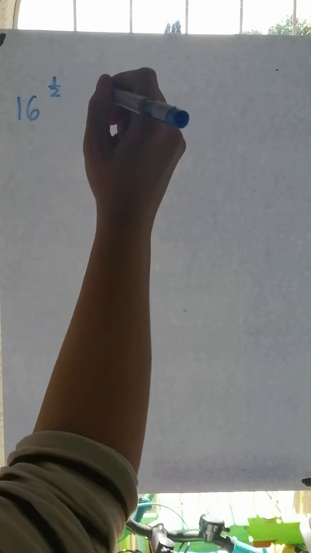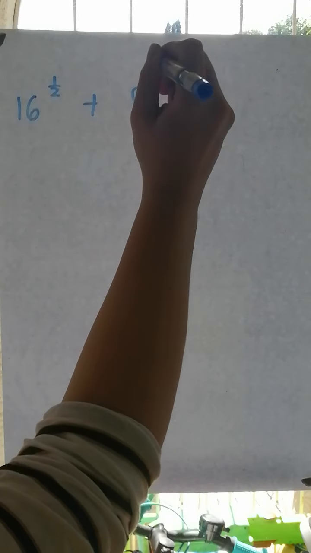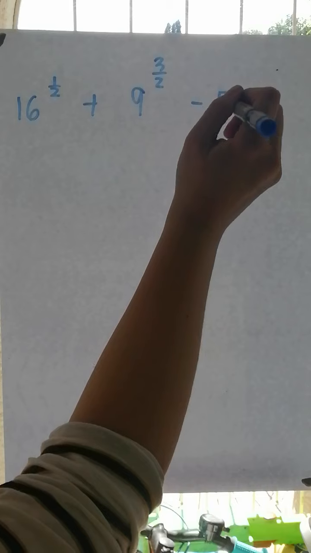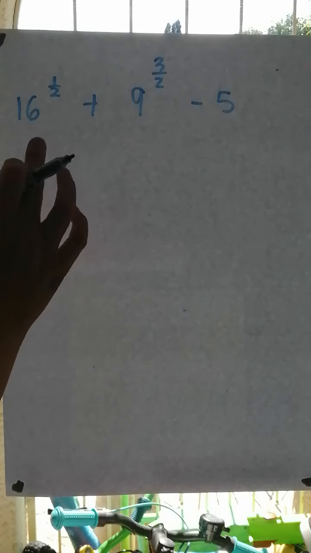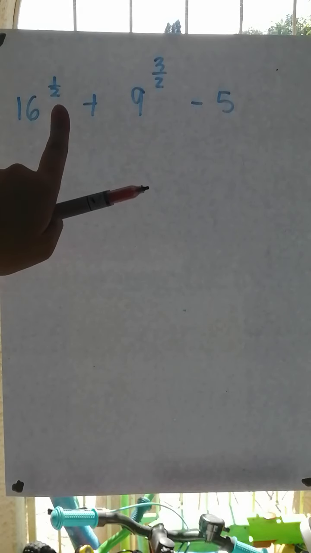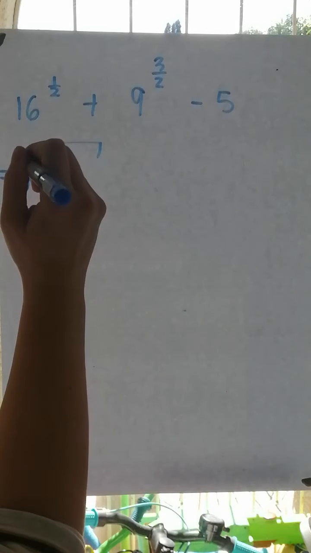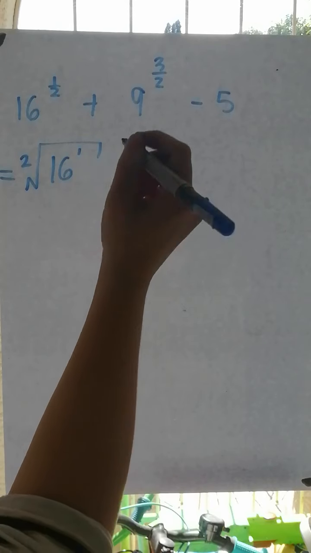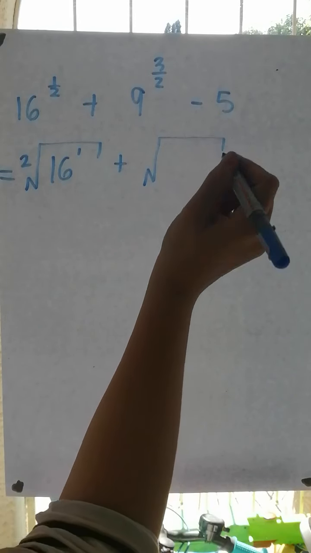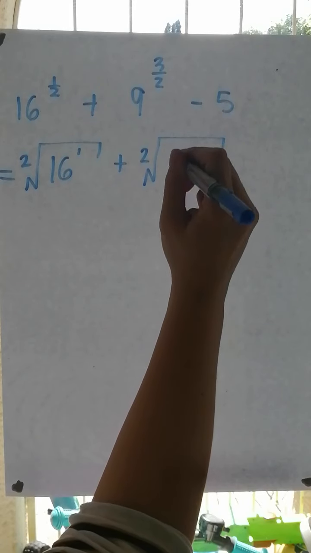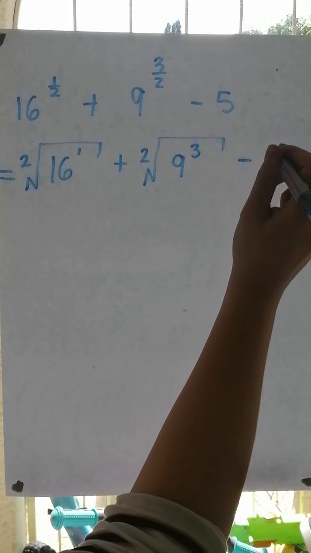So the next example, example 2, asks us to simplify 16 to the power of a half plus 9 to the power of 3 over 2 minus 5. Okay, simplify, so not solving for anything. Let's rewrite this. We see the powers, and I know I can write these as square roots or roots. So this is, the root power is 2, and 16 has a power of 1, plus, here the root power is 2, and 9 has a power of 3, minus 5.